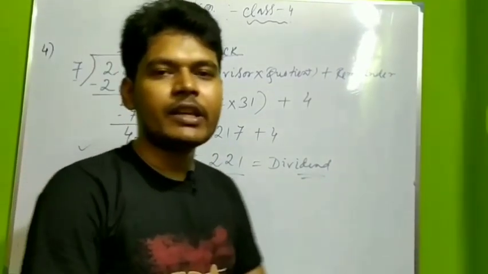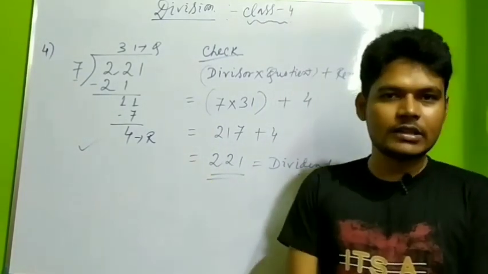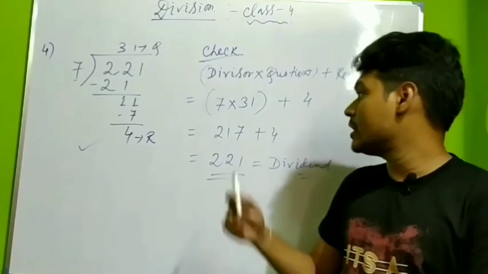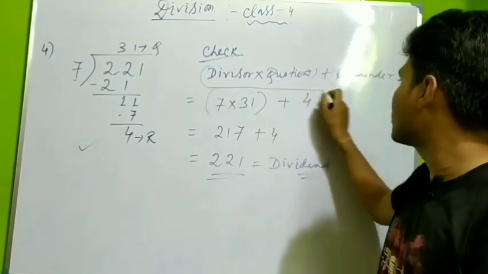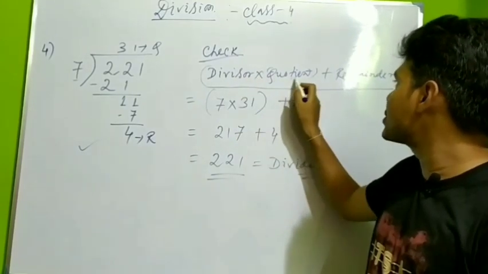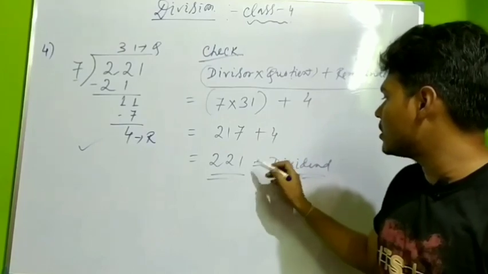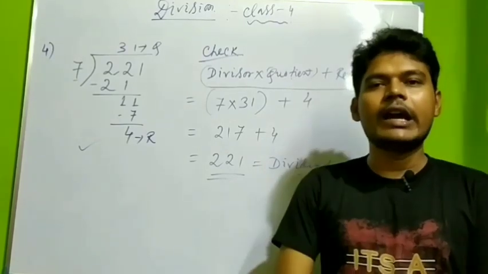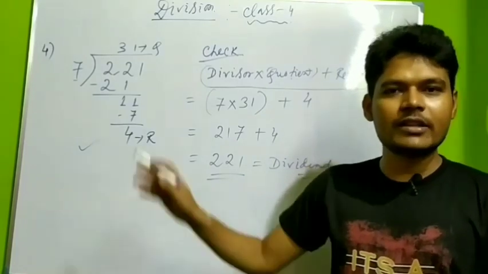So if any problem is given to you where you first have to divide, and then it says to check whether your division is correct or not, then you must apply this formula. Divisor into quotient plus remainder equals dividend. If you get the dividend, then it is correct, and if not, then there is some problem, that means it is not correct.